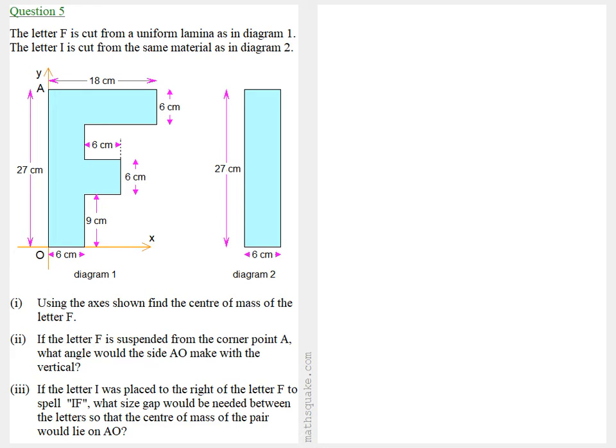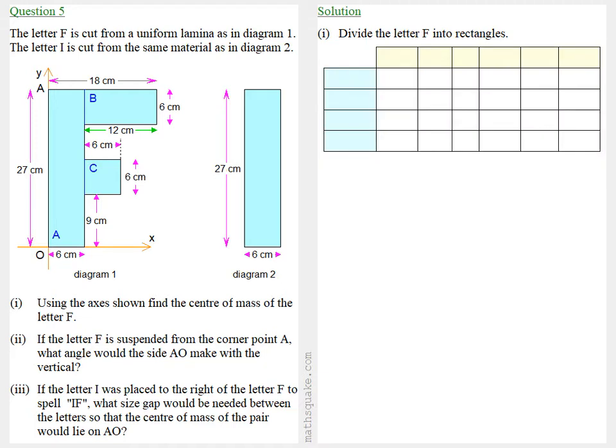In question 5, we're told the letter F is cut from a uniform lamina, as in diagram 1. The letter I is cut from the same material as in diagram 2. In part 1, using the axes shown, find the centre of mass of the letter F. Well, to solve this, we need to divide the letter F into rectangles. And we can label these A, B and C. The base of rectangle B is 12 centimetres. It's a good idea to let 1 square centimetre of the lamina have unit mass. This means the area of any shape will equal its mass.